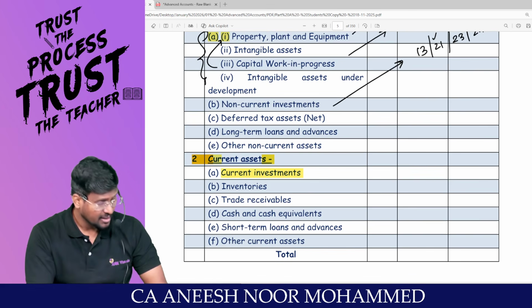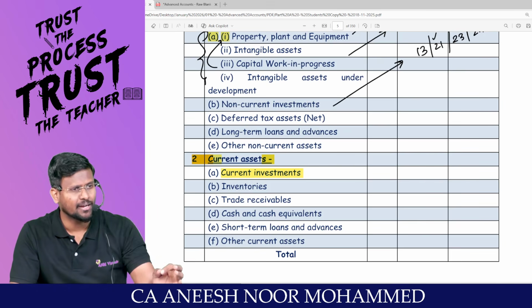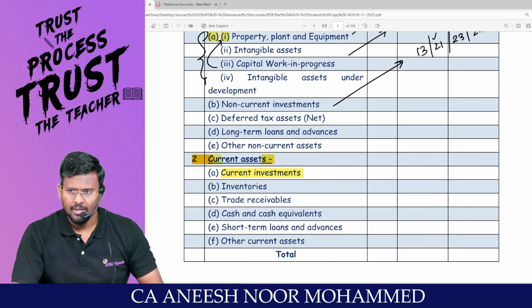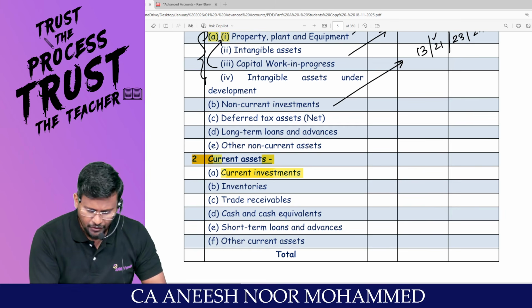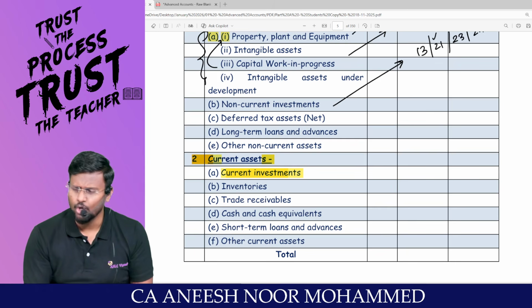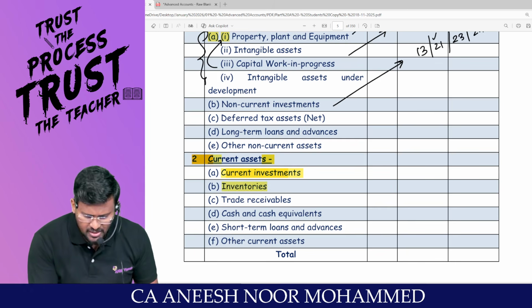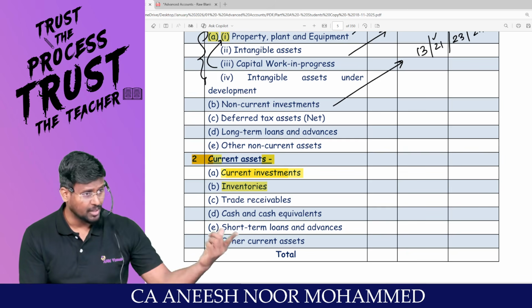Current means, my dear lovable students, having a life of less than 12 months. That means first, this is what asset? Current asset. So first make the current investment. Sir, you are doing business. In order to do the business, you have to sell the inventory. Am I right? Then you have to invest in what? Inventory.